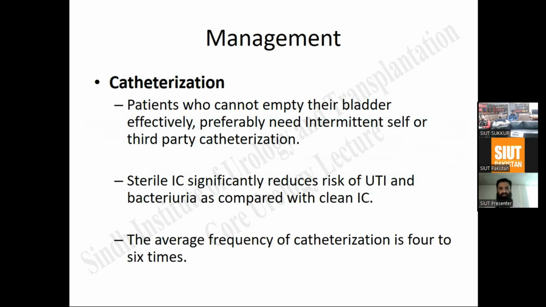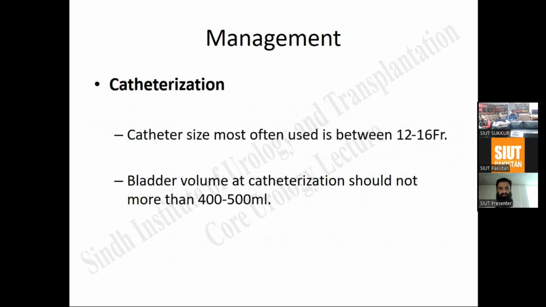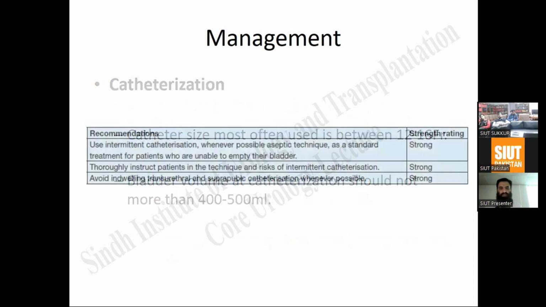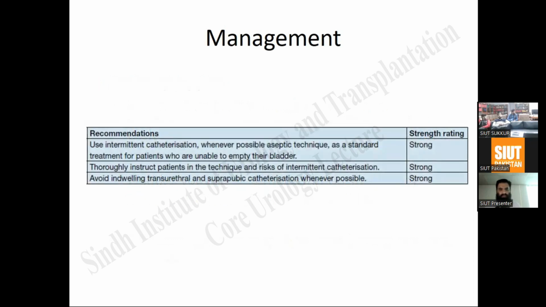For patients who cannot empty their bladder, we mostly use CIC, clean intermittent catheterization, by the patient. We use mostly 12 to 16 FR in adults, and bladder volume per catheterization should not exceed 400 to 500 ml. So intermittent catheterization is a strong recommendation by EAU, and use of sterile catheterization is also strong recommended.